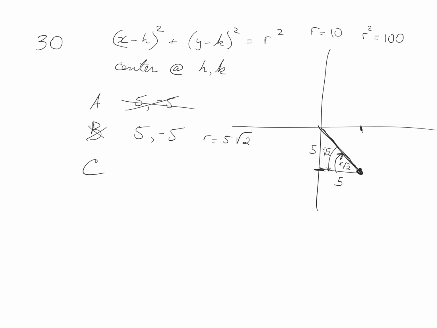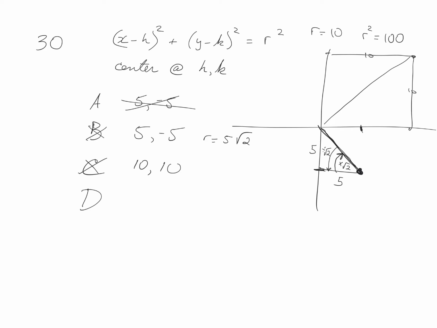C has a center of 10 and 10. That's going to be here, here, and there. So this distance is 10. This distance is 10, which means that the radius is going to be more than 10. So C is wrong. That means that D must be correct.